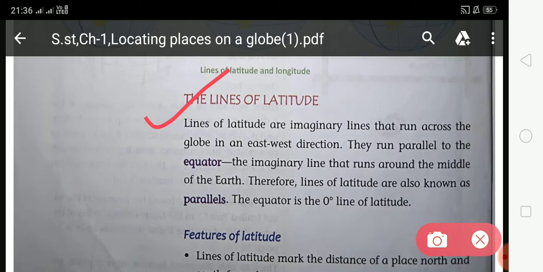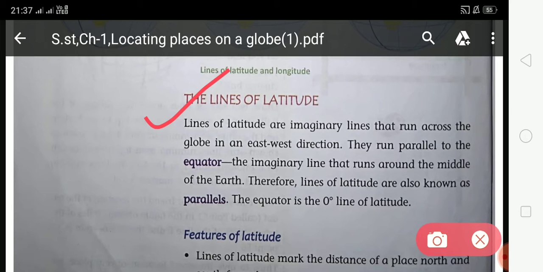The equator is the 0 degree line of latitude. So students, lines of latitude are imaginary lines. You can say something that is not really there. These lines are not real but only in imagination, and they run across the globe in an east-west direction. The lines of latitude go from east to west, and they run parallel to the equator.